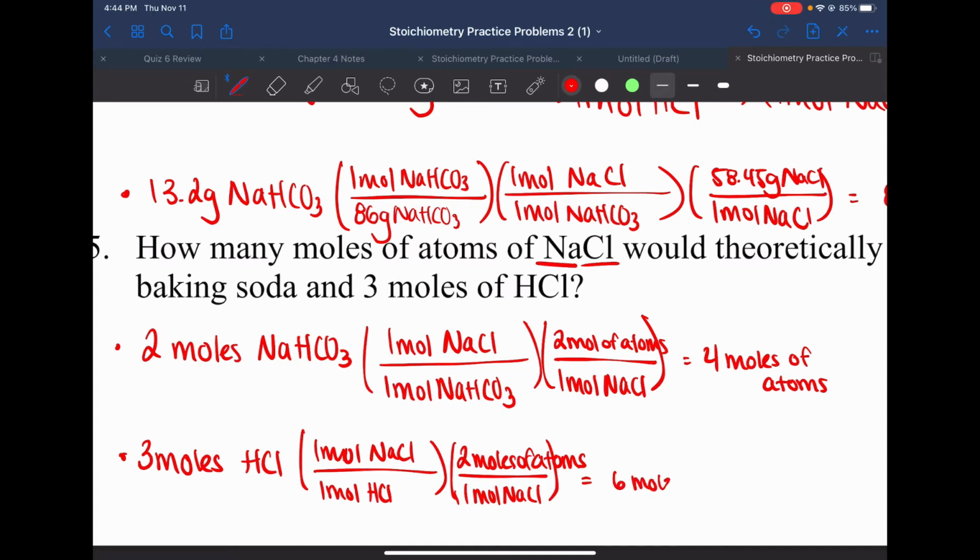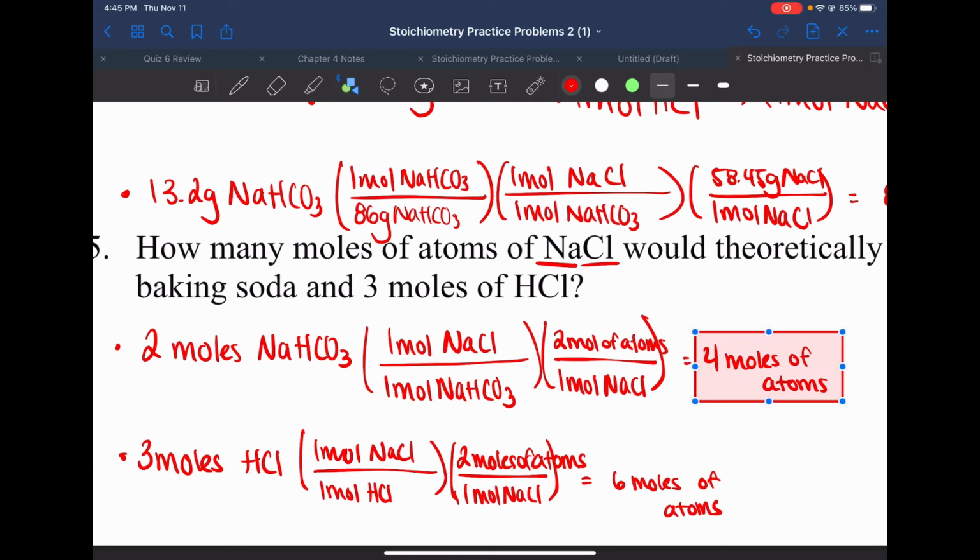So again, which one's correct? We have 2 different answers. So which one's limiting? If you guessed baking soda, you are correct. So the correct answer is 4 moles of NaCl. This is why it's important to show your work, and I'll explain why.